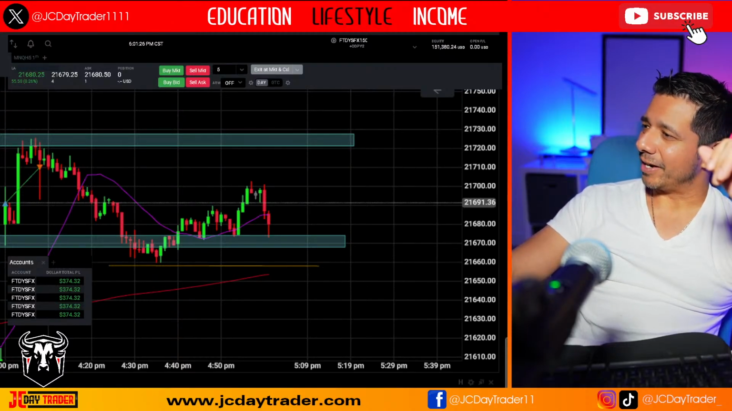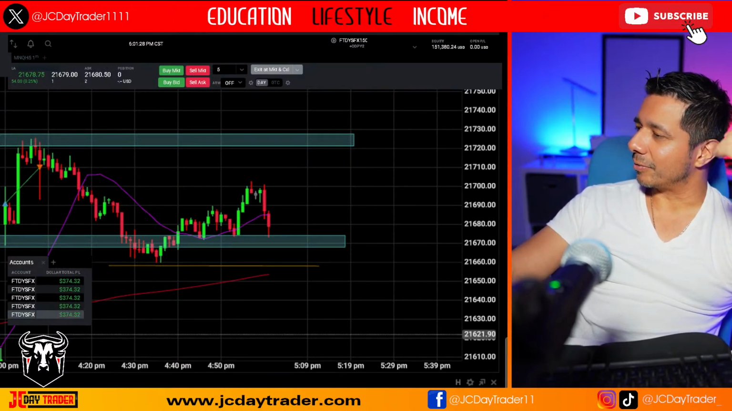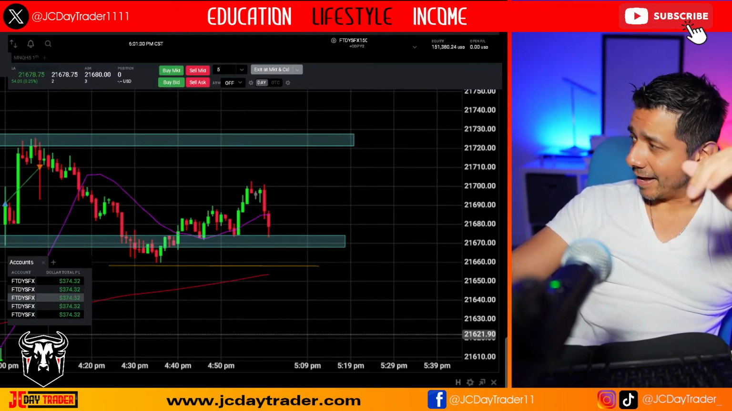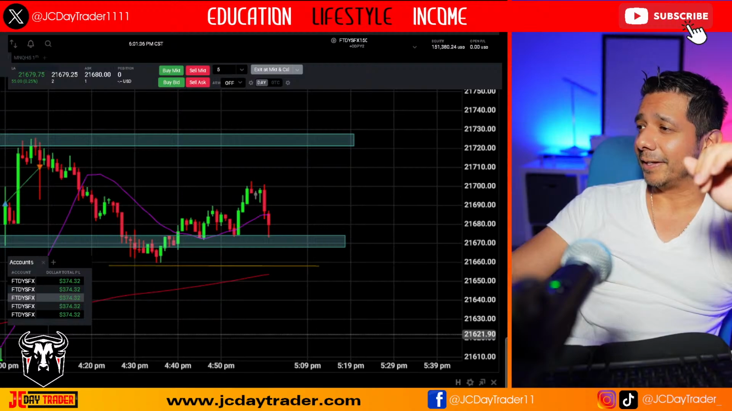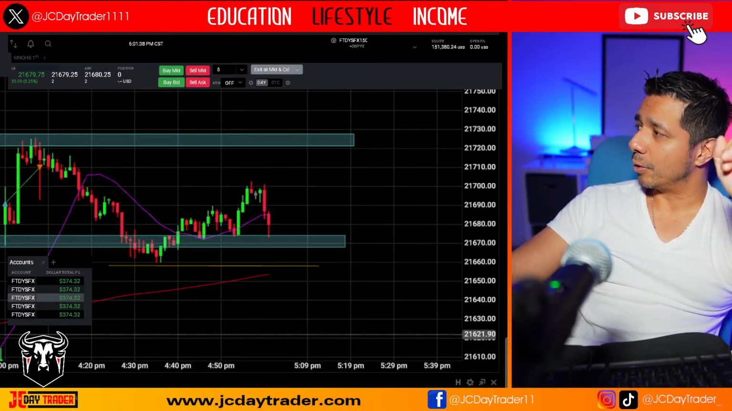So I'm not going to get greedy. I mean, I do have some green. These are 150K accounts. I need more green than that. But green is green, especially on a Friday. I'd like to enjoy my Friday versus being significantly in the red, trying to push a winning trade.